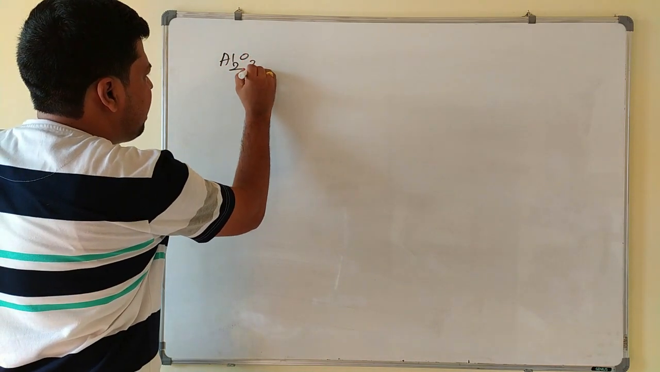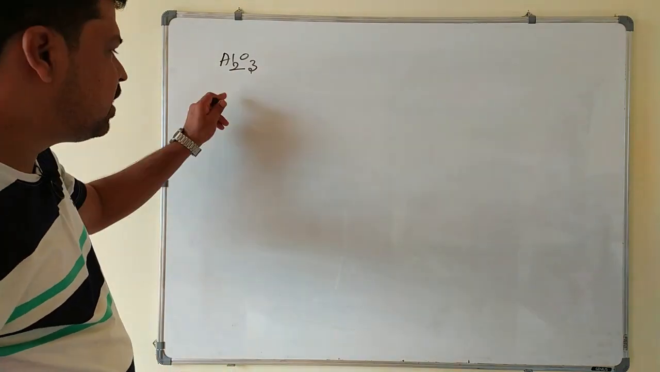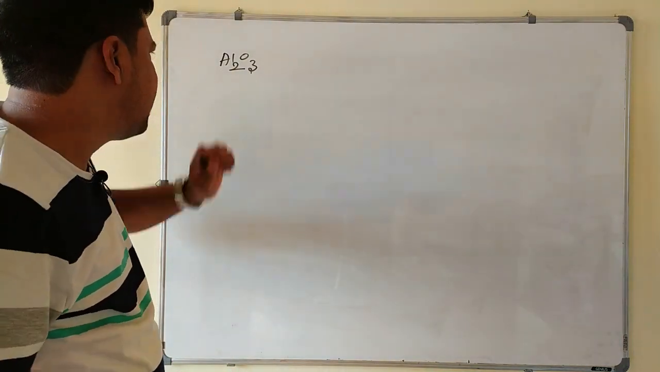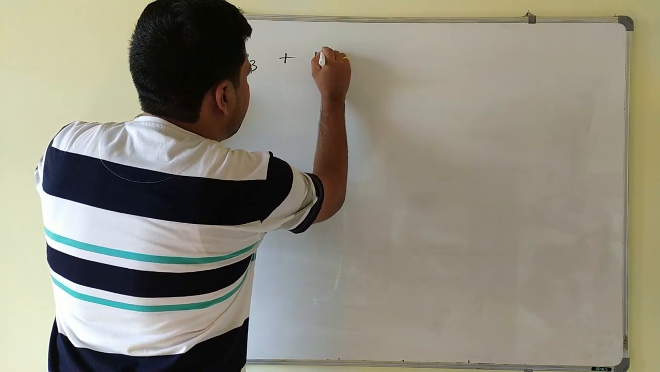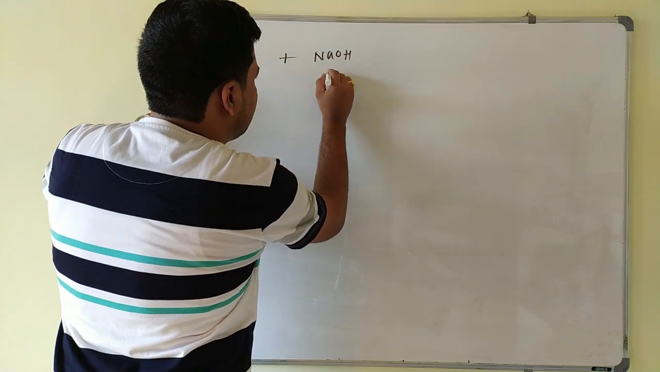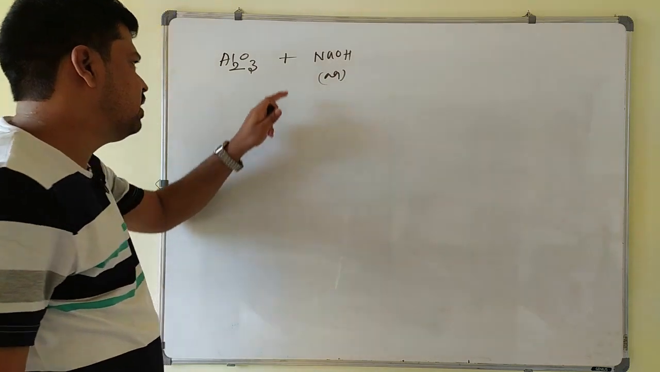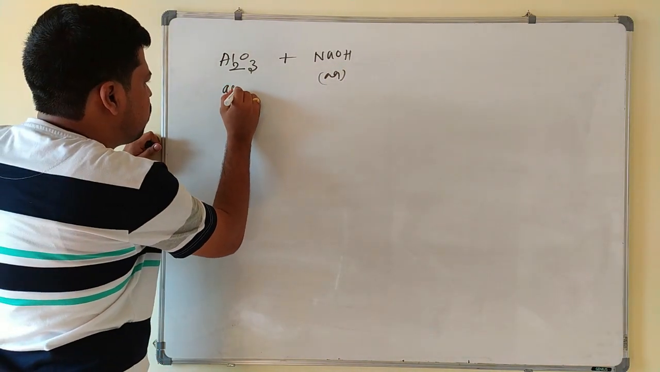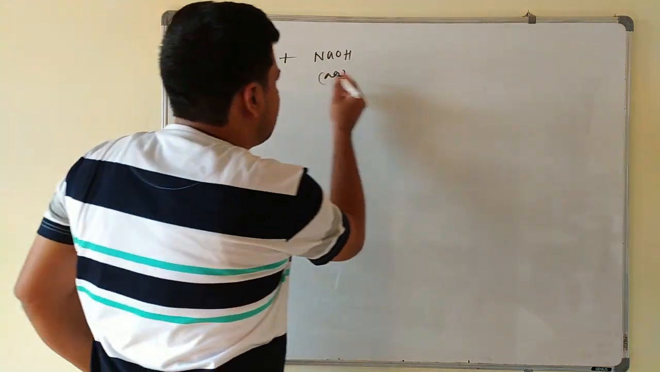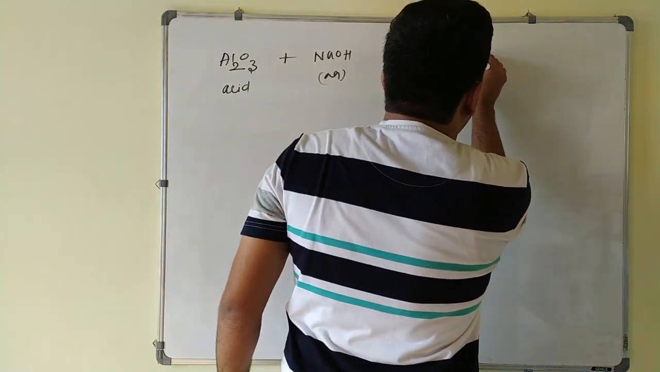Next point. So the reactions of that amphoteric oxide, this Al2O3, since it acts as acid as well as base, it reacts with acid, acts as base, reacts with the base, acts as acid here. First I will take this reaction of Al2O3 with NaOH, aqueous solution of NaOH. So it is basic in nature, means now this Al2O3 acts as what? Acid.